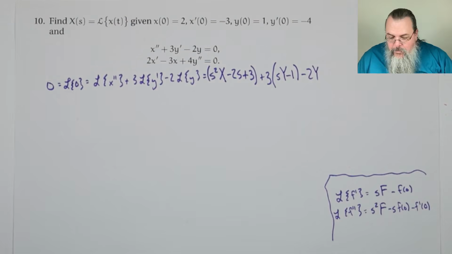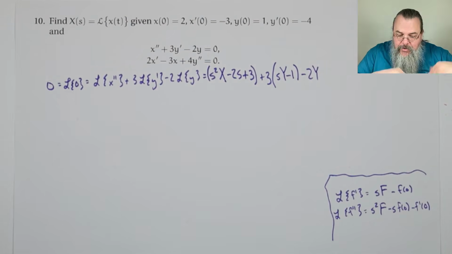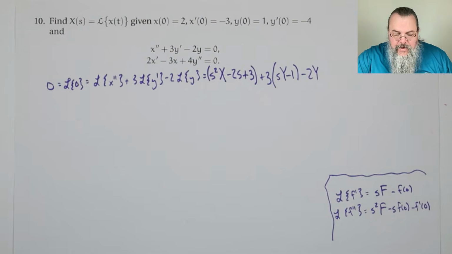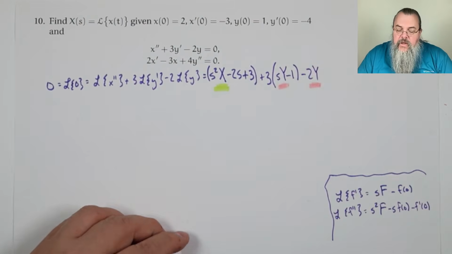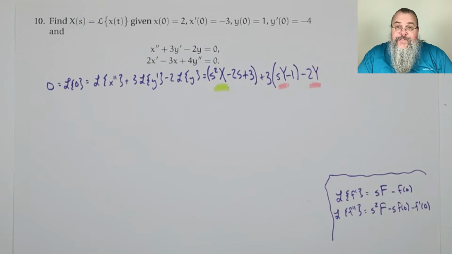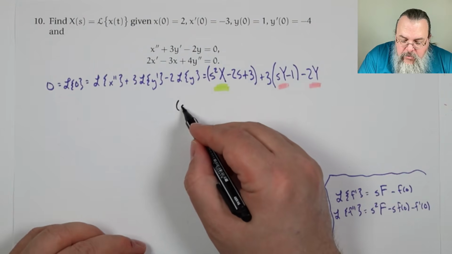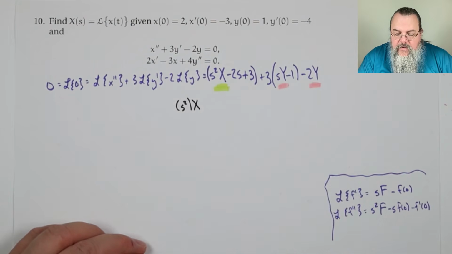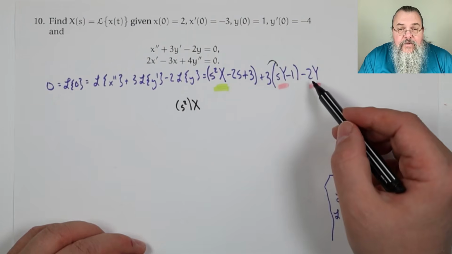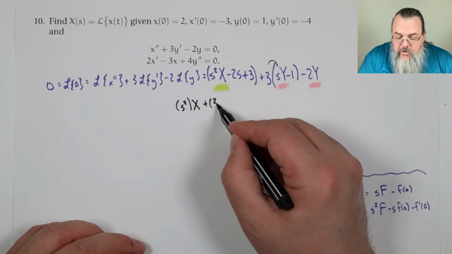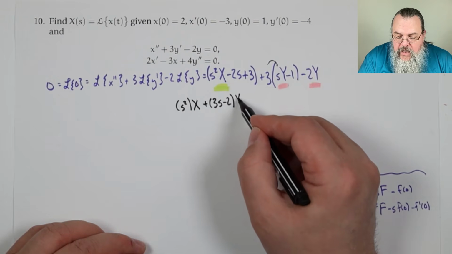Well, let's clean this up, and then we'll do the other one. So, first thing is we have one x term, and we have two y terms. So I'm going to note that there. So if we gather the x's and the y's, what do we have? Well, we have s squared times capital X, and then for y, we get the 3s and a minus 2. So plus 3s minus 2 capital Y.